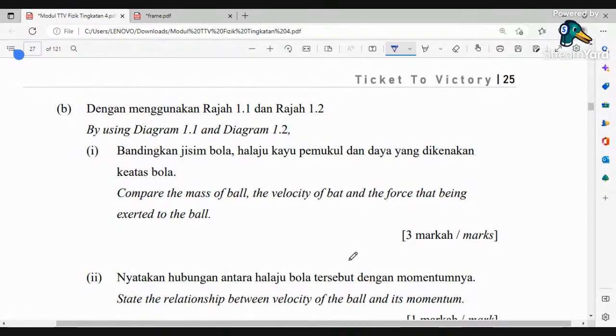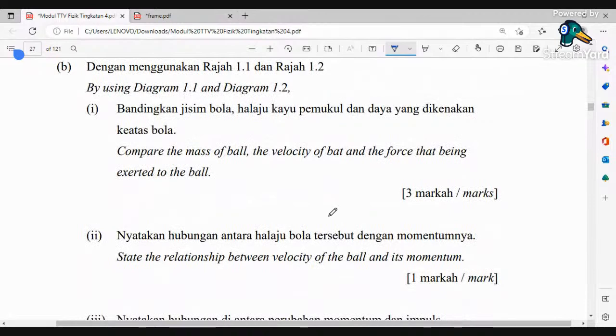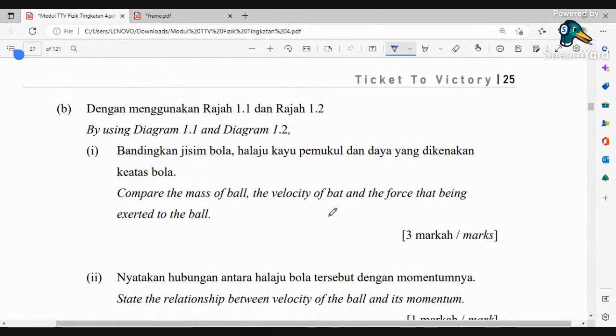1 mark. Okay, bahagian B. Using diagram 1.1, 1.2 compare. Soalan macam ni you all compare ni sepatutnya easy ya. Mudah dapat markah. Okay, what to compare, highlight dulu. Mass of the ball supaya you tak tinggal. Velocity of the bat, force being exerted. So kita ada tiga.